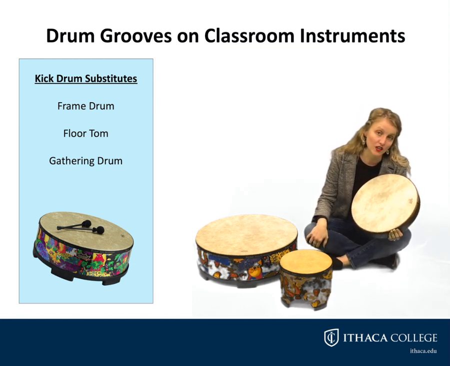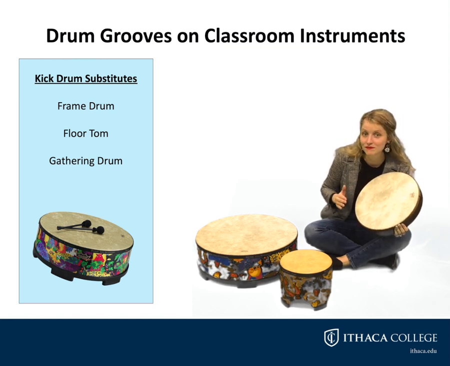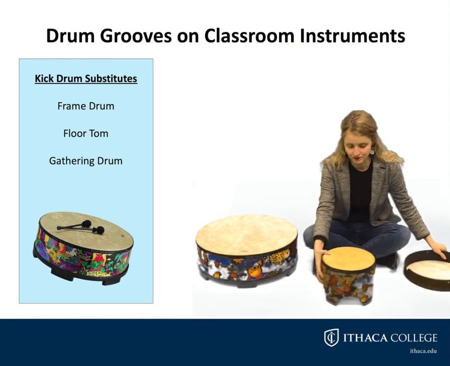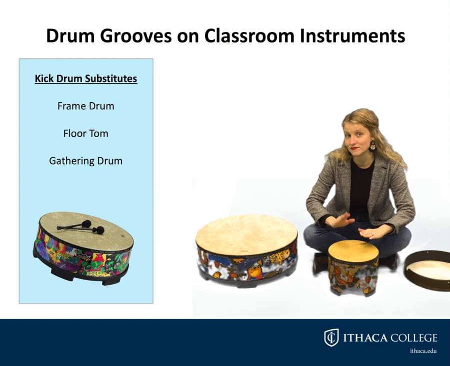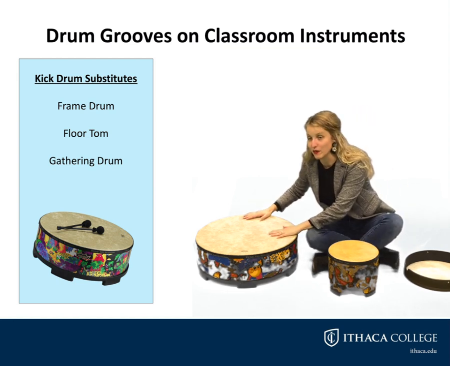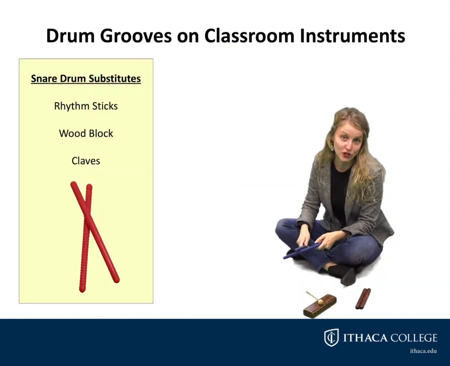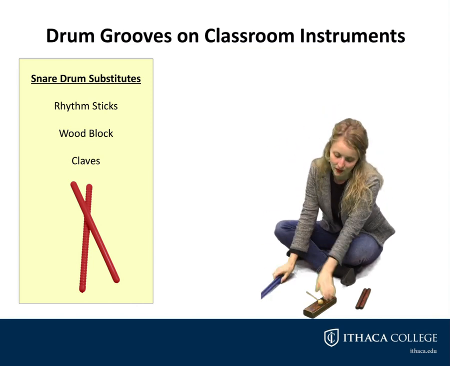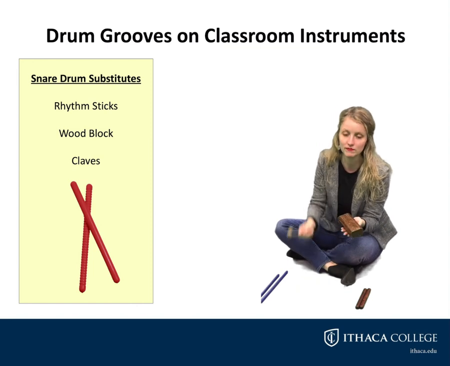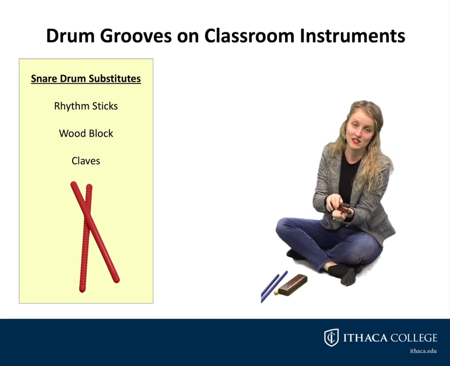So something you can use for the kick drum would be a frame drum or hand drum like this, a floor tom, which is sometimes easier for children to do, or a gathering drum if you want a really low, deep sound. For the snare drum, different instruments in your classroom you can use are rhythm sticks, a wood block, or claves.